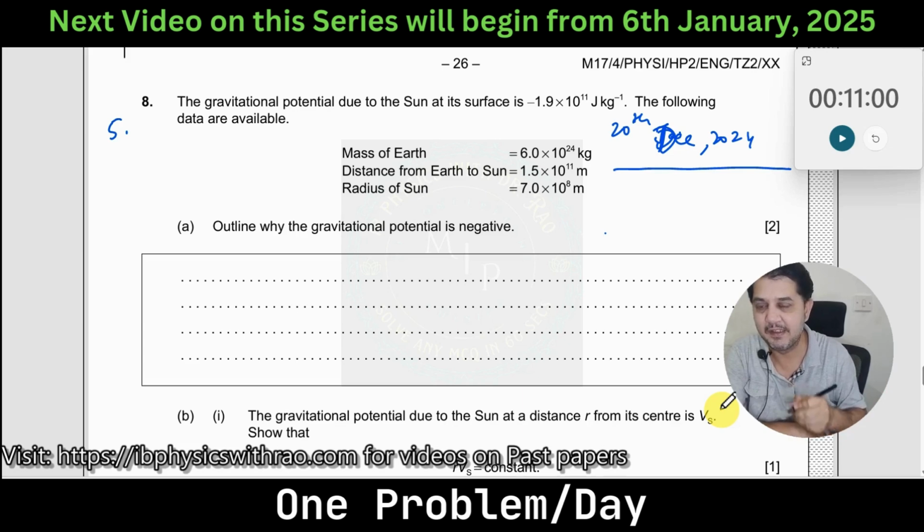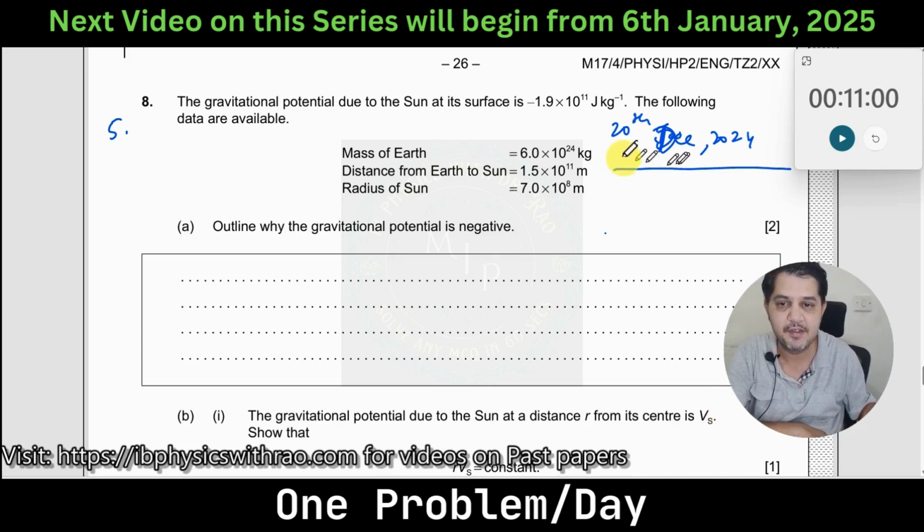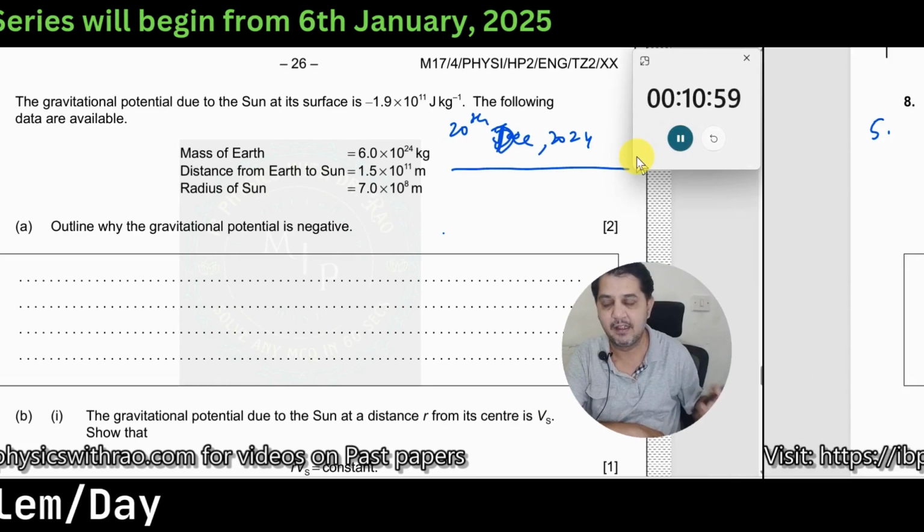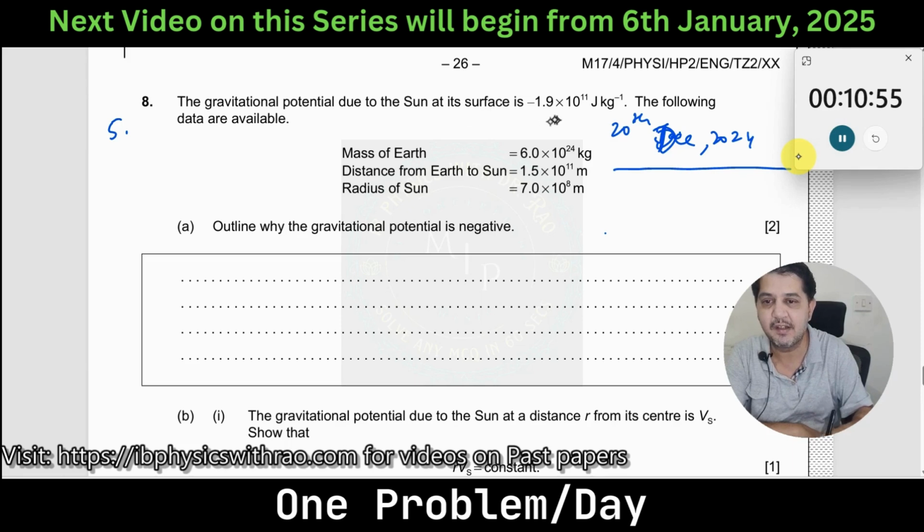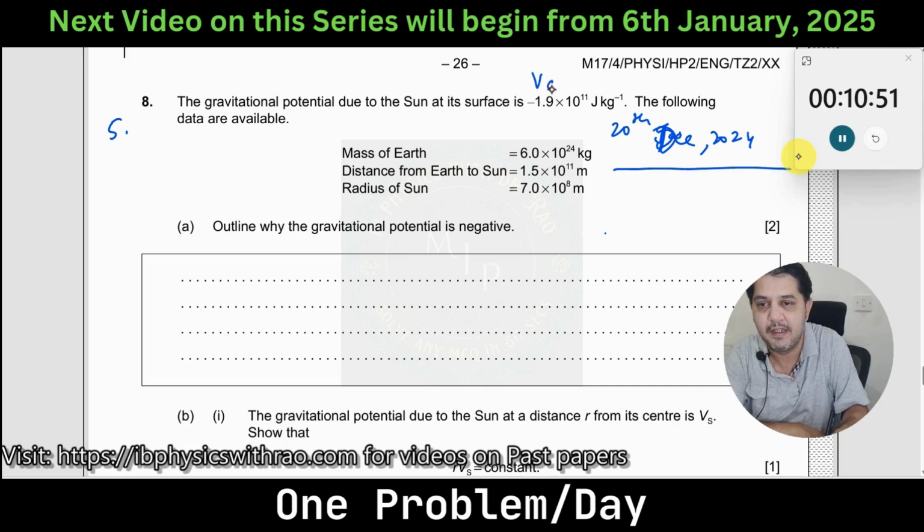Okay, so let us begin with this. This question is for 11 marks. This will be published on 20th December. The gravitational potential due to sun at its surface is given by Vs. The following data is available: mass of earth, distance of earth to sun, radius of the sun, everything is given. Outline why gravitational potential is negative.